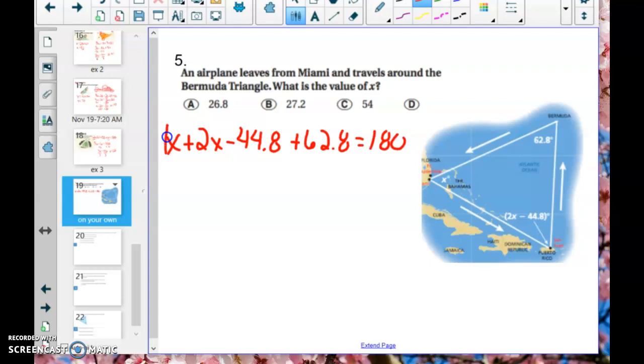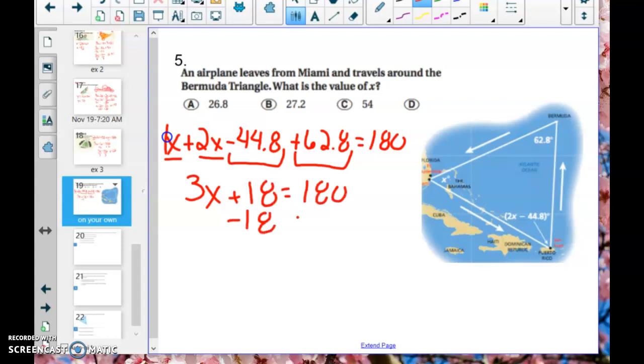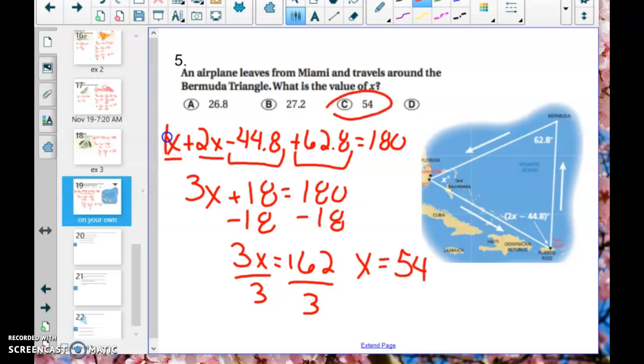Well, I've got some like terms to put together. 1x plus 2x is, of course, 3x. Negative 44.8 plus 62.8, those have different signs, so I'm going to have to subtract and use the sign of the bigger number, so that would be plus 18. Then I'm going to subtract 18 on both sides. So 180 minus 18 leaves me with 162. Divide by 3 on both sides. So that leaves me with x equaling 54. So the correct answer, of course, would be C for that one.